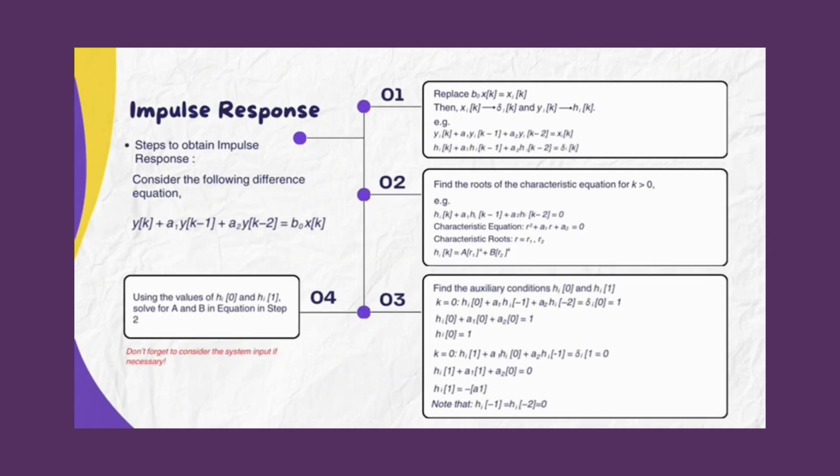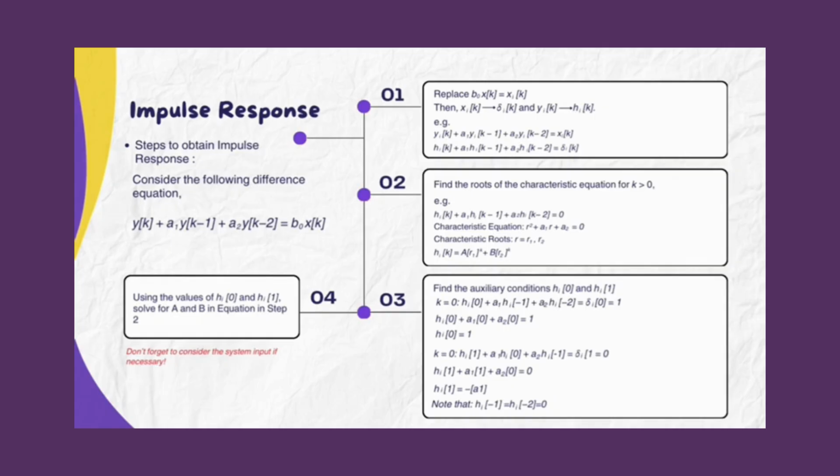We're given this equation, y of k plus a1 times y of k minus 1 plus a2 times y of k minus 2 equals b times x of k. Step 1, replace the input. We replace b times x of k with x sub I of k. That means we assume the input is an impulse signal, so x sub I of k becomes delta of k, and y sub I of k becomes h sub I of k, which is the impulse response. So the equation becomes, h sub I of k plus a1 times h sub I of k minus 1 plus a2 times h sub I of k minus 2 equals delta of k.